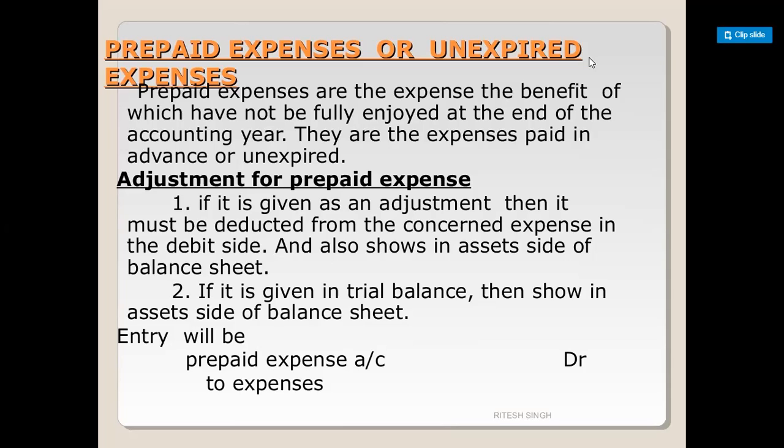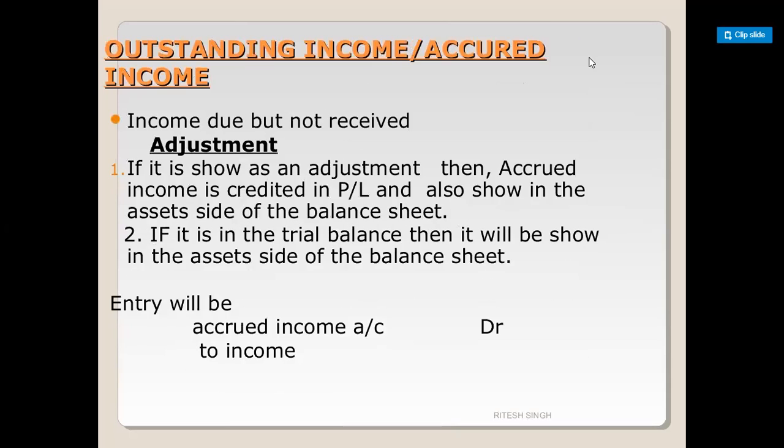If it is given in the trial balance, then it has only one effect, that is, it is shown on the asset side of the balance sheet. The journal entry will be prepaid expenses account debited to expenses account.